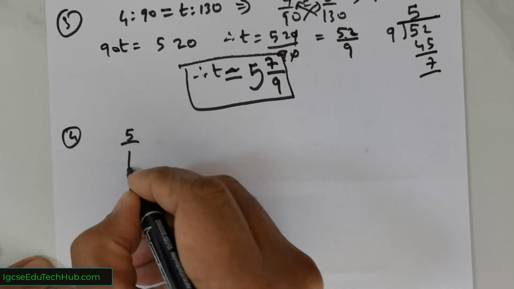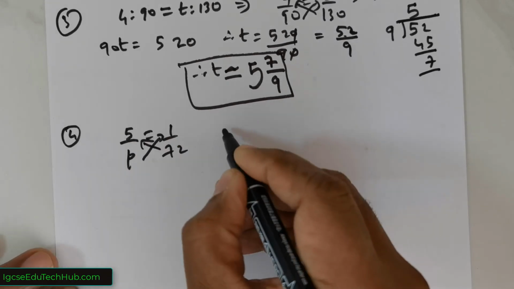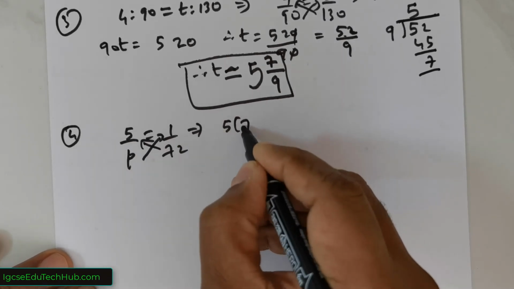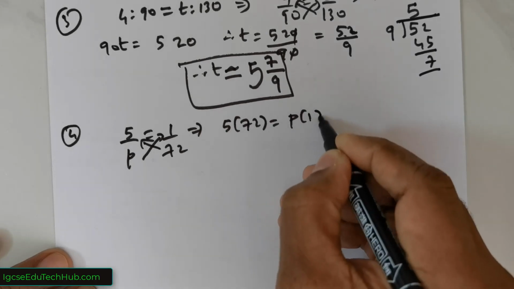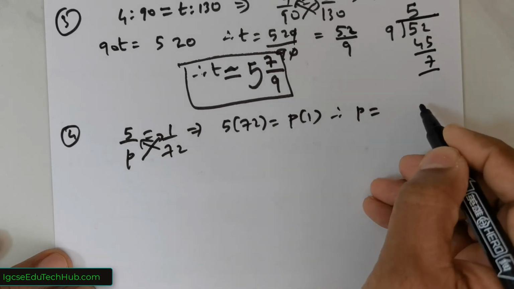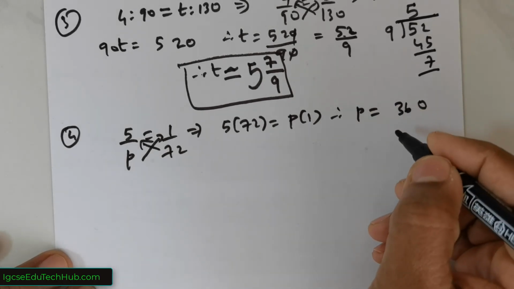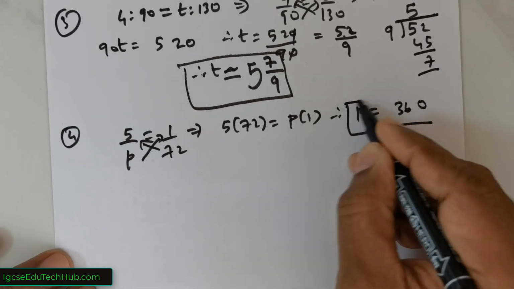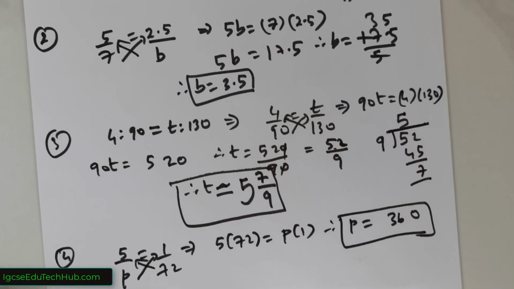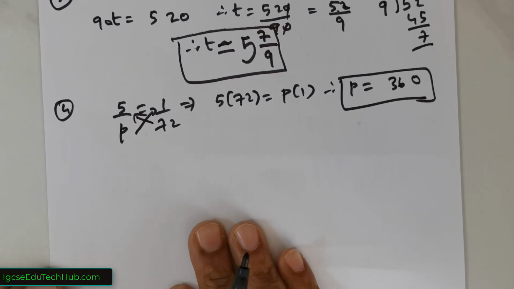So 5 over P is equal to 1 over 72. You cross multiply, you get 5 times 72 is equal to P times 1. So therefore P is equal to 5 2s are 10, 1, 35, 36, 360. So this is the solution. So this is one of the patterns, and we have exhausted the example questions.